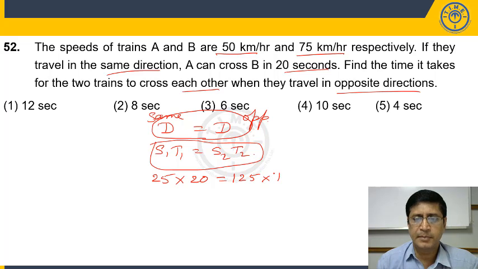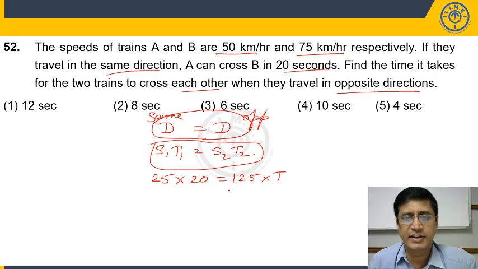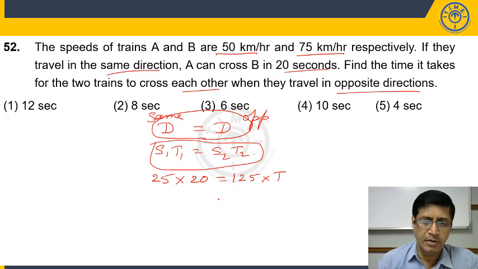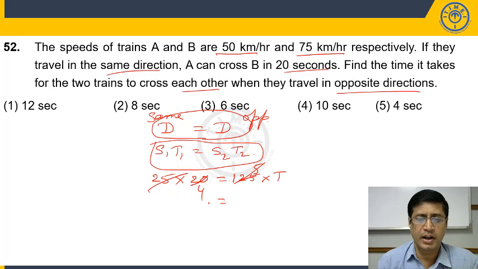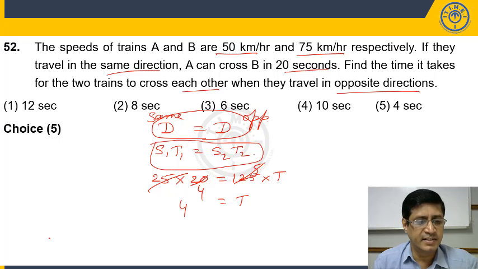So how much time will they take? S1 T1 is equal to S2 T2. Simplify. 25 goes 5 times. 5, 4 times. So what is the time here? 4 seconds. Right choice, option number 4. Sorry, option number 5. Fifth choice is the right answer.